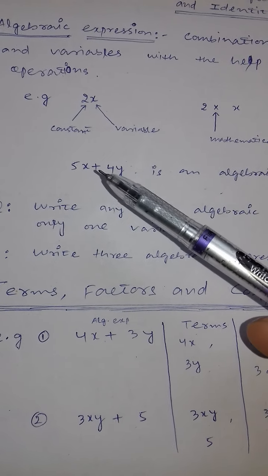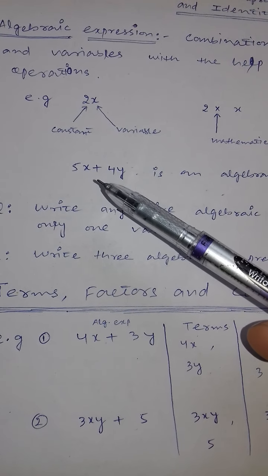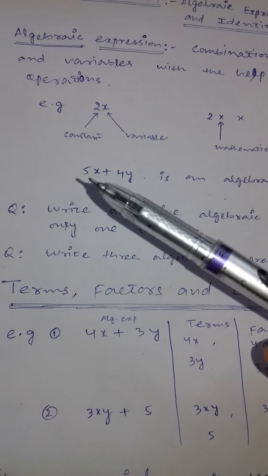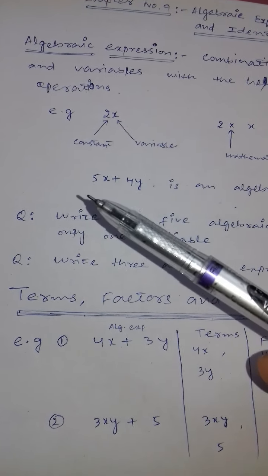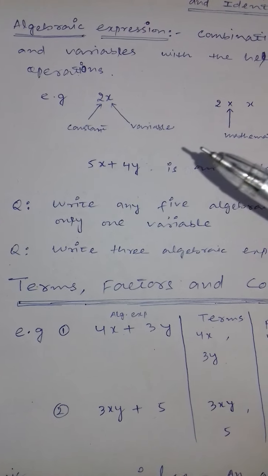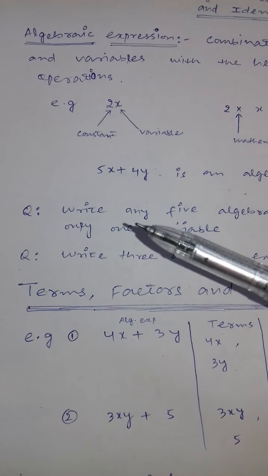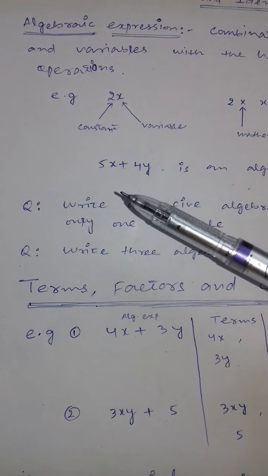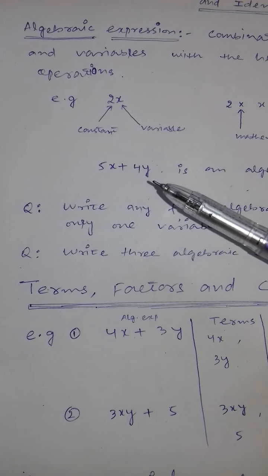If in place of plus, there would have been minus, still it would have been an algebraic expression. It means 5x minus 4y is also an algebraic expression, because the sum of two algebraic expressions is again an algebraic expression. The difference of two algebraic expressions is again an algebraic expression.